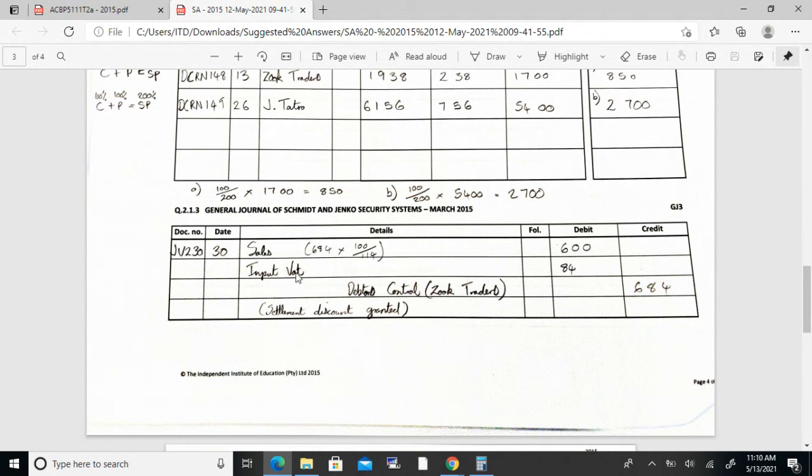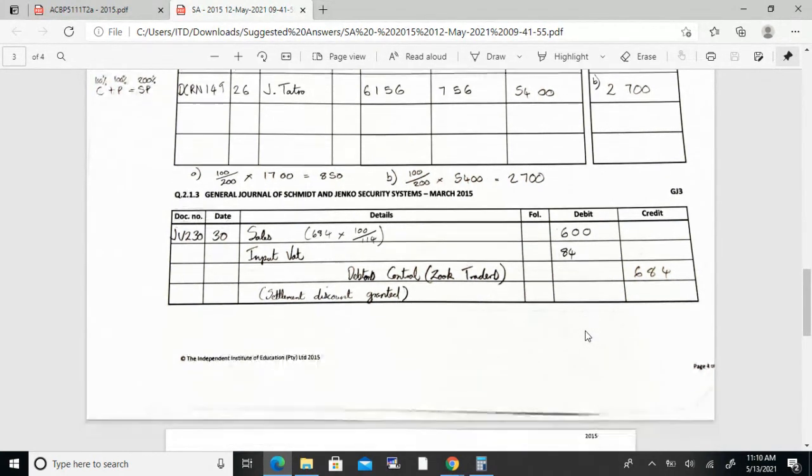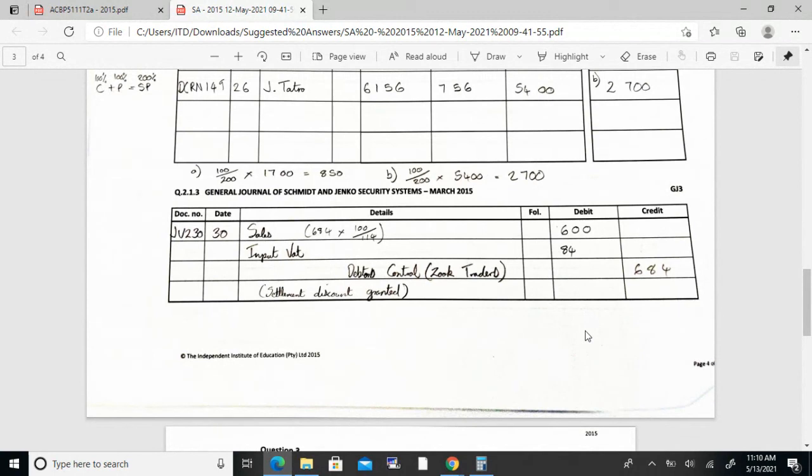Then finally we need the input VAT amount, and that is the difference between your VAT exclusive amount, that's 600, and your VAT inclusive amount, which is the 684. And ladies and gentlemen, believe it or not, that is how we do the GJ for this question. And there you can see we've written in the doc number and the date as well.